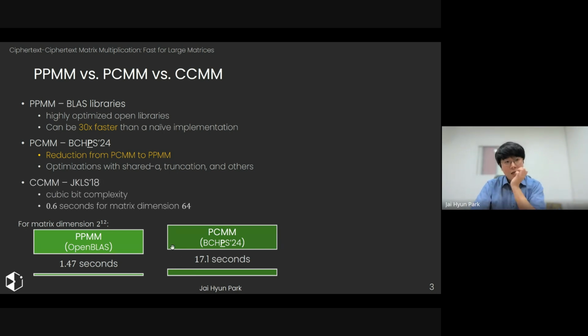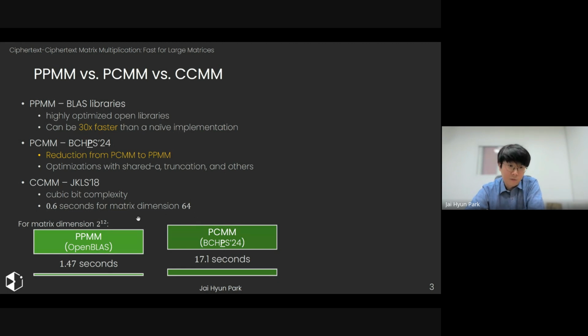So this was good. However, in the case of ciphertext matrix multiplication, most existing implementations of CCMM are based on JKLS or its variants. Actually, there are several variants of JKLS. This paper is really good for small matrices because the number of operations is kind of optimal, and it offers really good results for small matrices. For example, it takes 0.6 seconds to multiply two encrypted matrices of dimension 64. However, if we want to use it for large matrices, the latency is not that desirable.